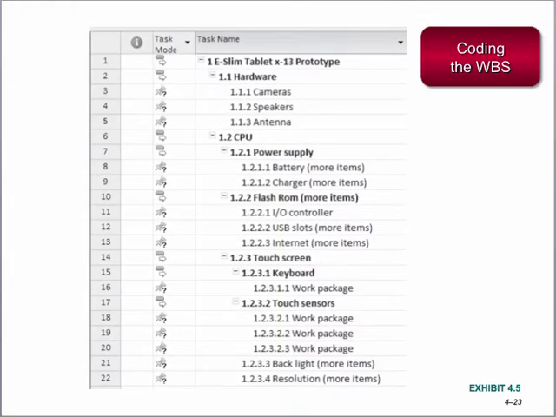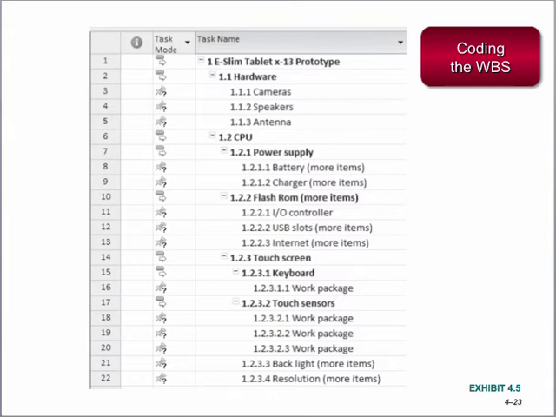This slide provides an example of what coding the work breakdown structure looks like within Microsoft Project. It is similar to an outline with the main topic or main deliverables listed as whole numbers. All other tasks are broken down within that topic deliverable. Each of the separately listed tasks within the deliverable will be listed with numbers after it.